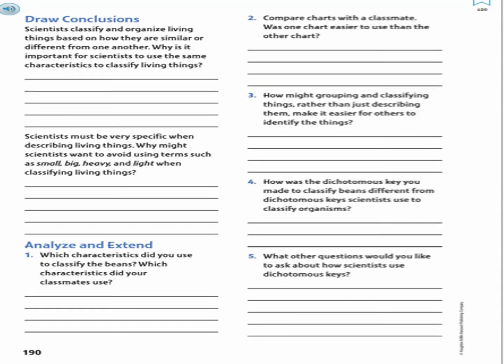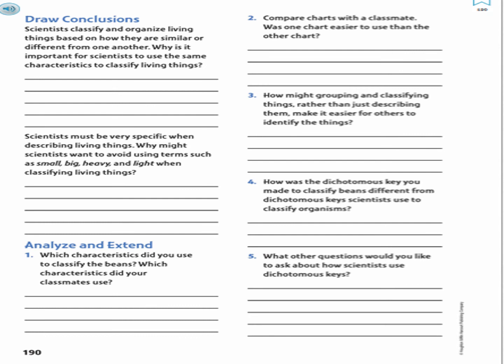Okay, we're going to draw conclusions. Scientists classify and organize living things based on how they are similar to or different from one another. Why is it important for scientists to use the same characteristics to classify living things? Number 2, scientists must be very specific when describing living things. Why might scientists want to avoid using terms such as small, big, heavy, and light when classifying living things? For instance, two boys are heavy and they're big. That's not really describing them. You should know how to use better adjectives.